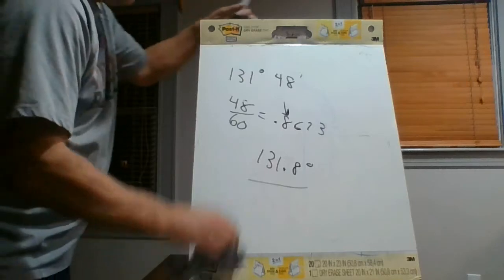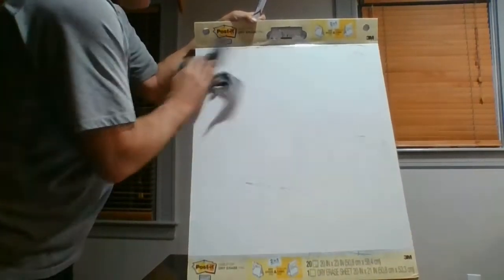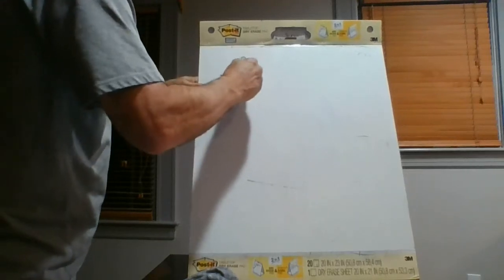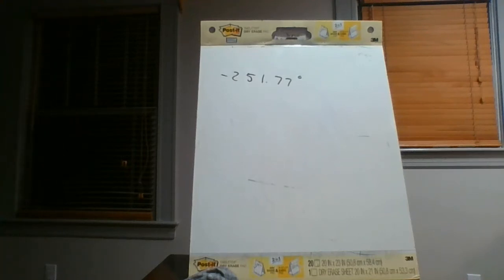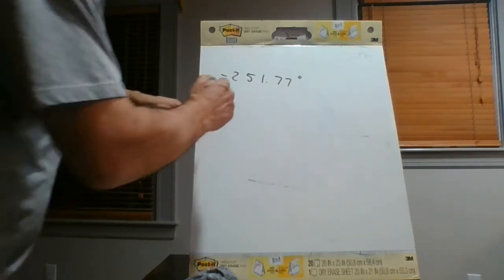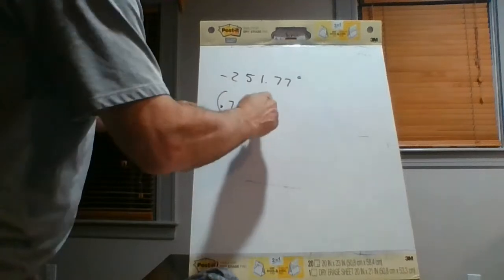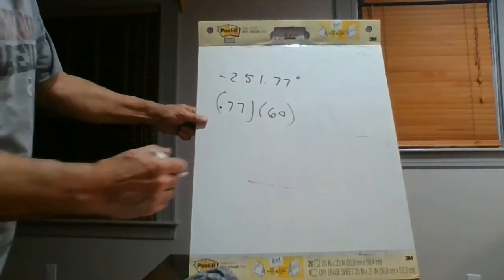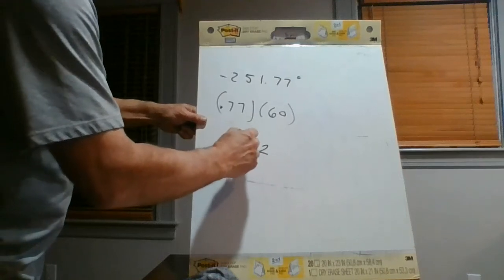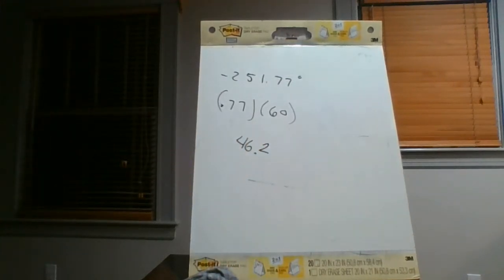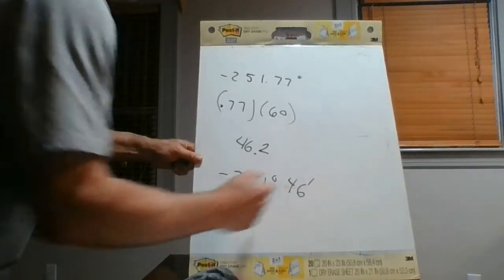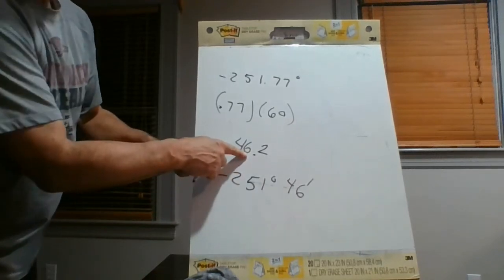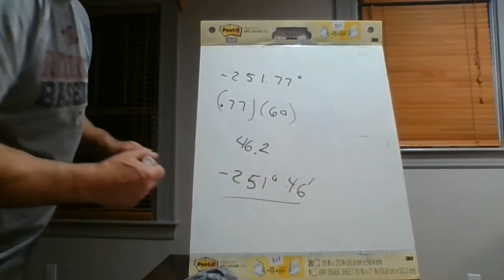Let's go on to number 6, which is the opposite. Now we're going to take that negative 251.77 and change it into negative 251 in some number of minutes. Well, in this case, you multiply by 60. Whatever that comes out to be, I think it's 46.2. So to the nearest minute, it would be negative 251 degrees and 46 minutes. Rounding that to the nearest whole degree. Closer to 46 than it is to 47. So that's your answer there.